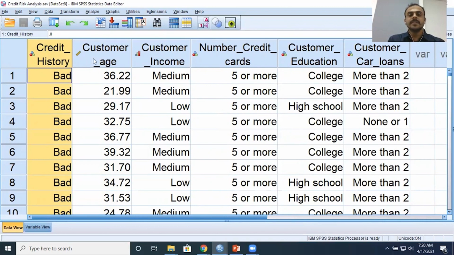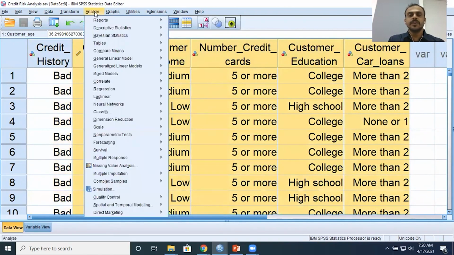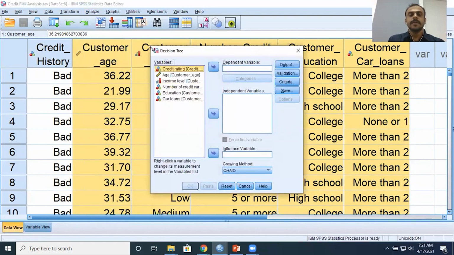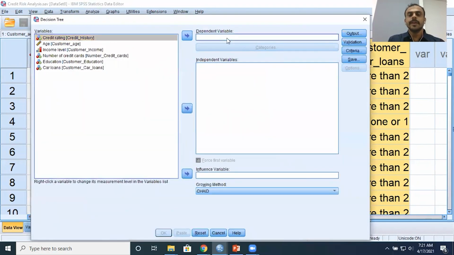Now I can take this as the dependent variable, the rest of the variables as my input variables. I can go to the analyze menu. To do a decision tree, go to the analyze menu, choose the option classify, right? You have many different techniques here. You have approximately 8 different techniques here. You can choose the option tree here, classify, and say tree, right? Now it throws open a new window. This is a new window. It expects a dependent variable and a set of independent variables.